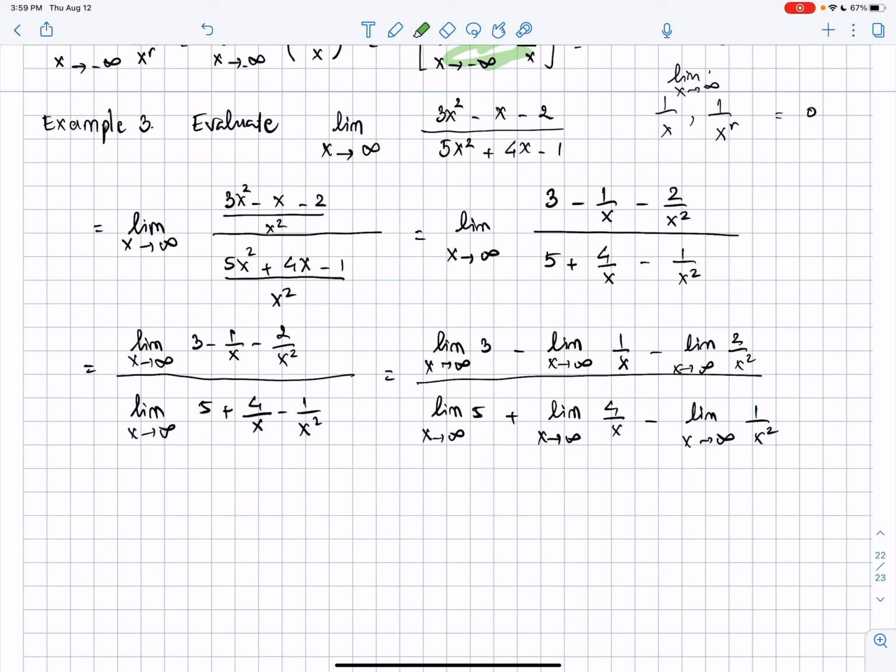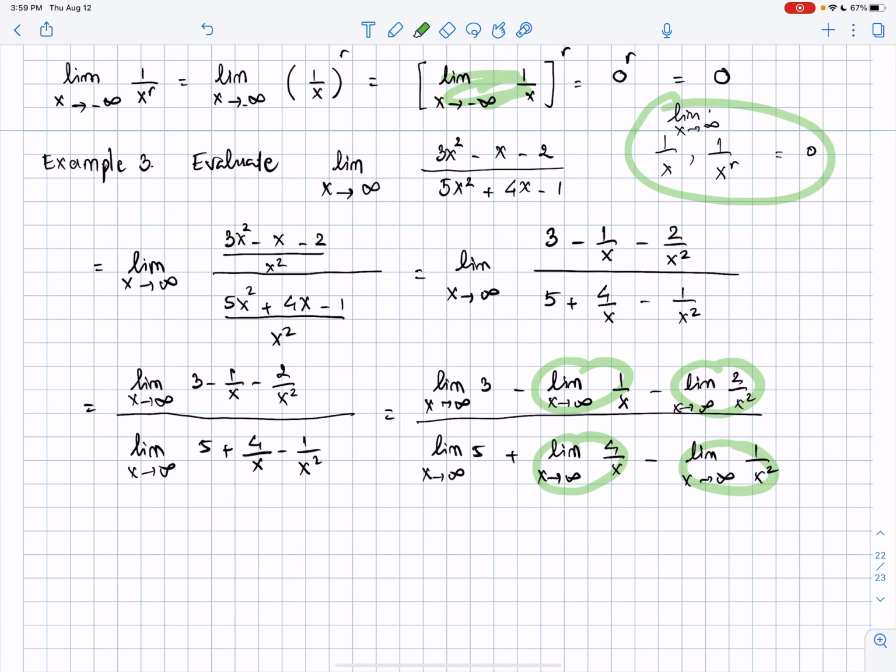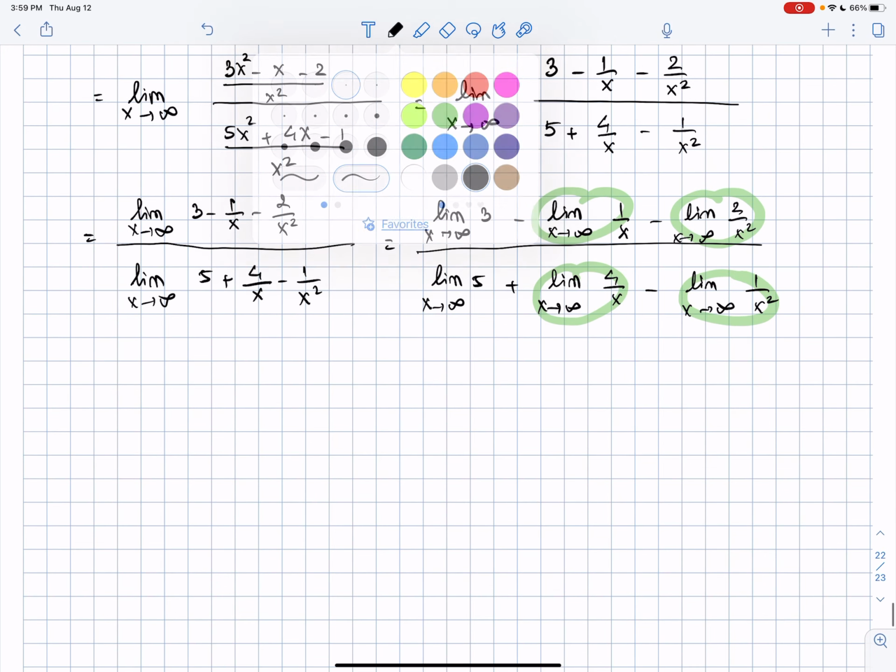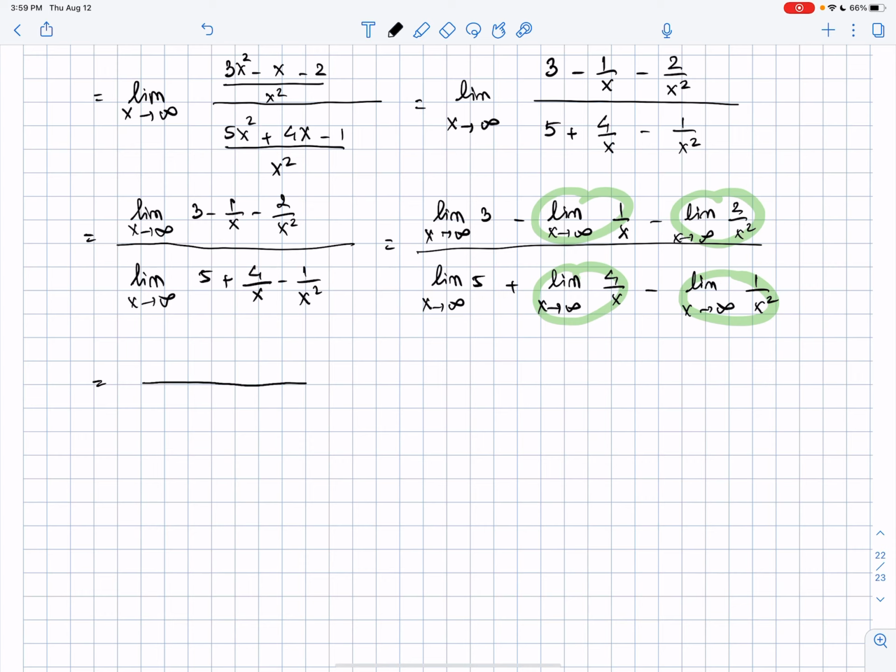So what do we know about each of these terms? We just learned in theorem 5 and example number 2 above that the limit as x approaches infinity of 1 over x or 1 over x to the power r approaches 0. The 3 and 5 on the top and the bottom are both constants. So it's equal to 3 over 5 minus 0 minus 0 plus 0 minus 0. So the final answer is 3 over 5.